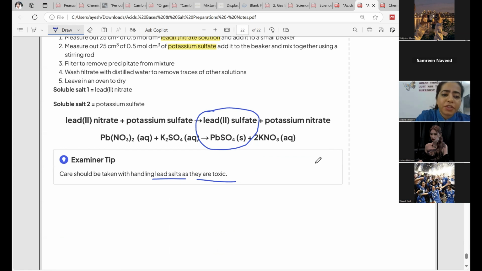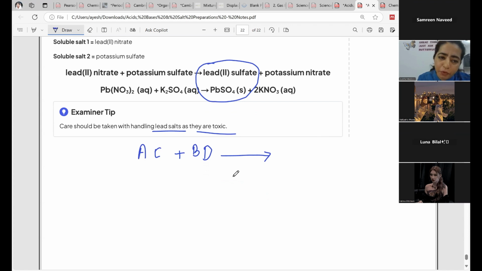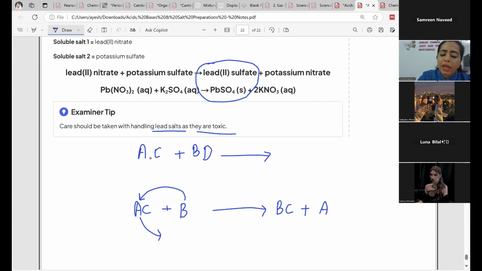Okay, see, double decomposition means you are taking AC as one reactant, B and D as the other reactant. So in the replacement reaction, what we said before, one of the reactants can come and replace the position. Let's say you have AC with B. B is coming and replacing A. So what will happen? You will get the product BC with A. A is going out and B is coming and replacing A. So this is single displacement, meaning only one is coming and replacing one of them.